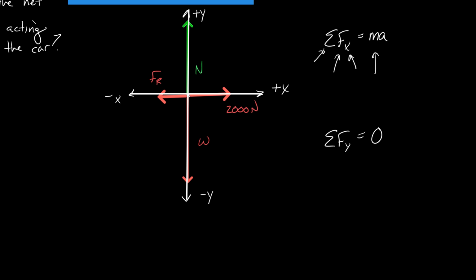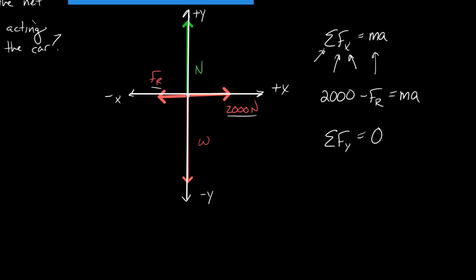So I'm just looking, I see two forces that are in the x direction. Do you? 2,000, that's in the positive direction, so 2,000. Fr, that's in the negative direction, so minus Fr. And I'm told, once I've gotten all the forces that are in the x direction, set that equal to ma. Done. I followed the instructions.